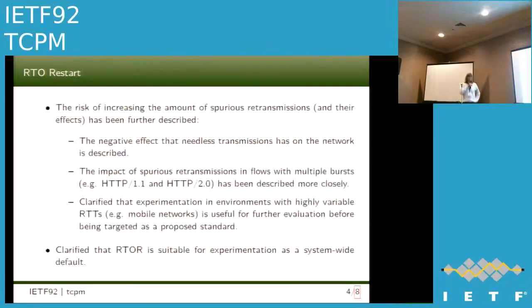Next slide. We also added some more text in relation to the risk of spurious retransmissions, and that this can also have an effect on the network, and also clarified in terms of what experimentation is needed, that it will be useful to look into environments with highly variable RTTs. Also clarified a bit in the text that it's an experimental algorithm, so the recommendations for turning on RTO restart is in relation to experimentation.